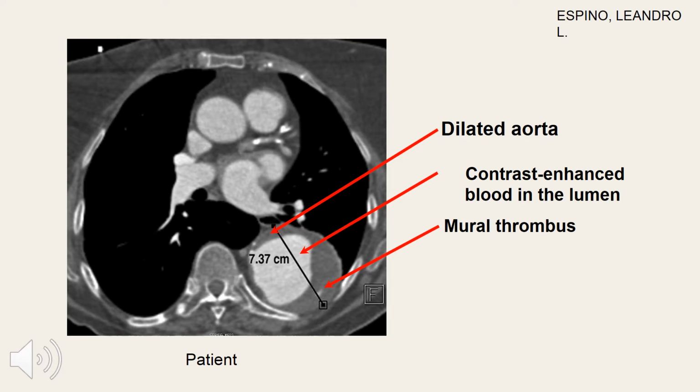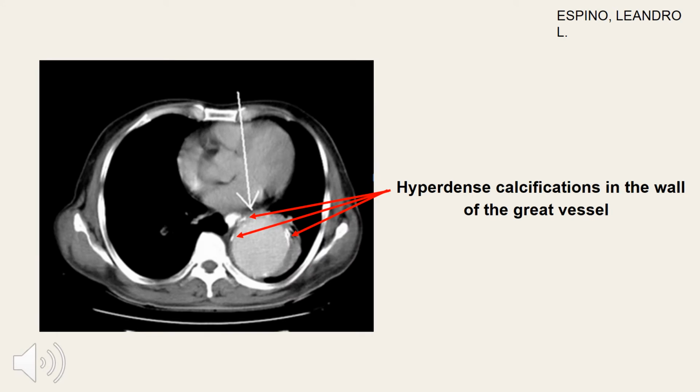Aside from a dilated aorta, other CT scan findings show a contrast-enhanced blood in the lumen and the presence of a mural thrombus. There are also notable hyperdense calcifications in the wall of the great vessel due to atherosclerotic plaques, as pointed out by the red arrows.